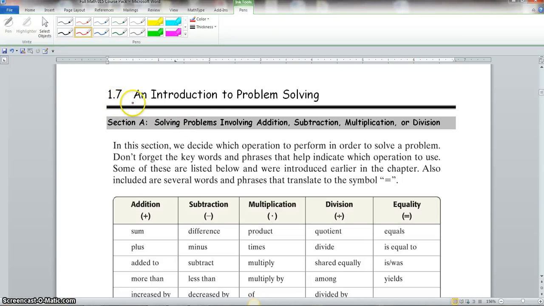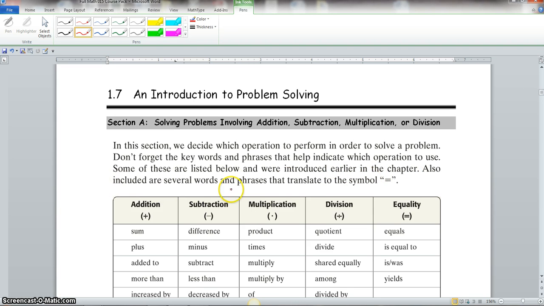Okay, class, we're starting section 1.7, an introduction to problem solving. Section A, solving problems involving addition, subtraction, multiplication, or division. In this section, we decide which operation to perform in order to solve a problem. Don't forget the key words and phrases that help indicate which operation to use. Some of these are listed below and were introduced earlier in the chapter.